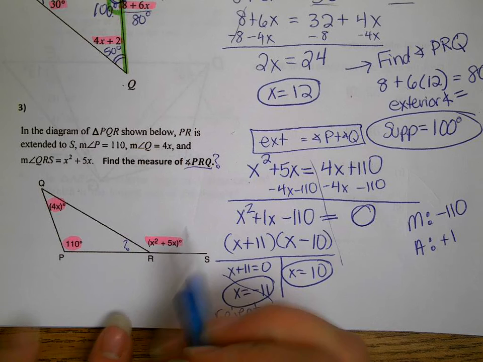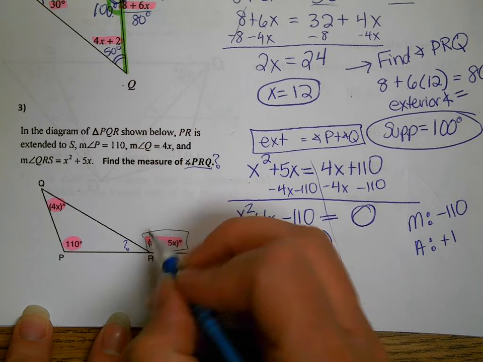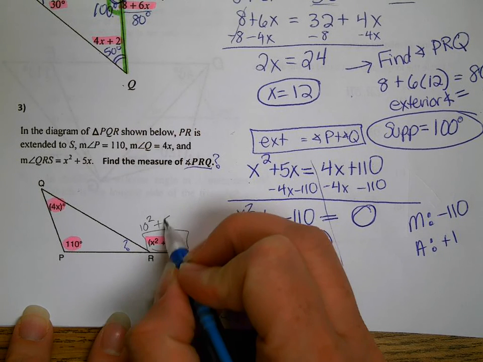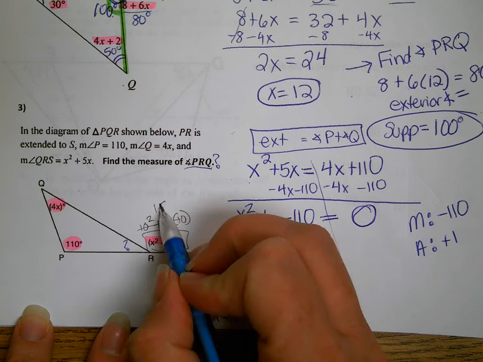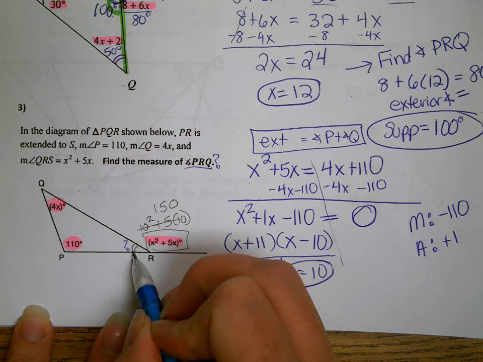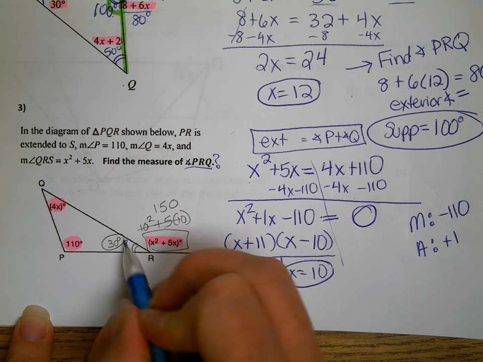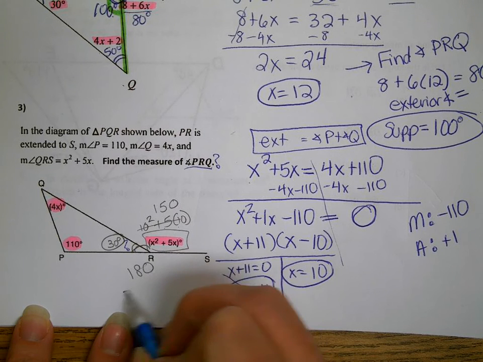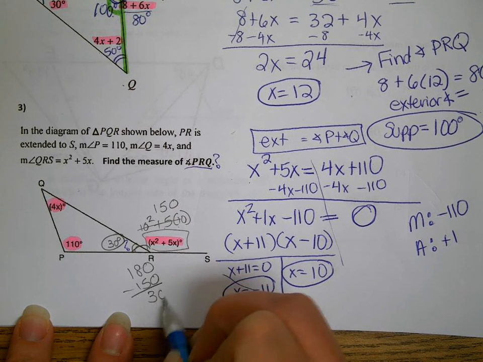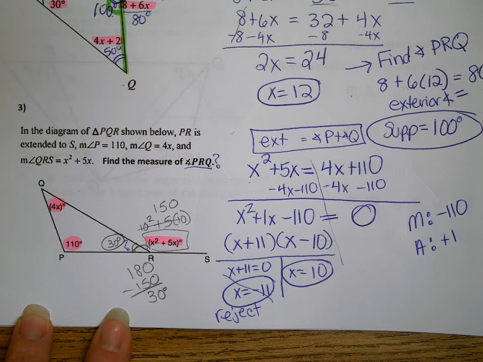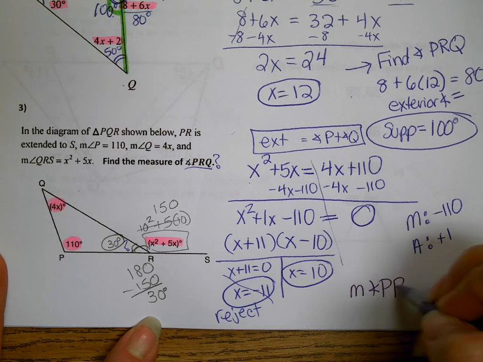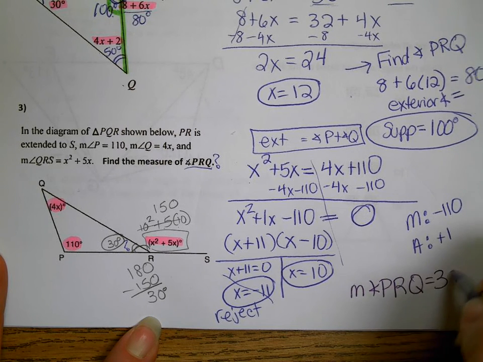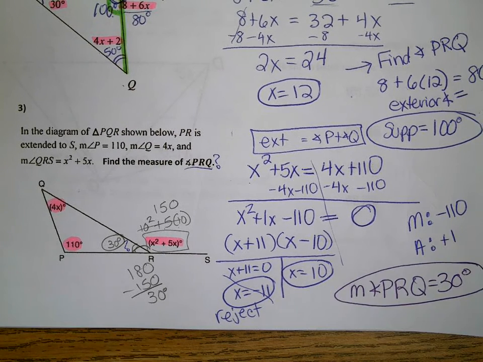So going back in here to x squared plus 5x, what's 10 squared plus 5 times 10 going to be? 100 plus 50 is going to be 150. Therefore, the angle next door to that has got to be 30 degrees because 180 minus 150 is 30 degrees. So our final answer here for number 3 is that the measure of angle PRQ is going to be 30 degrees.